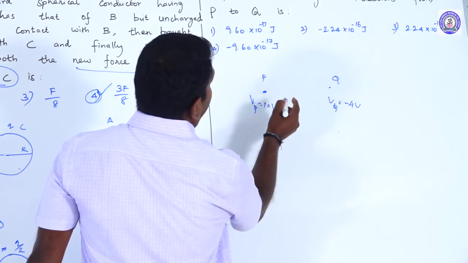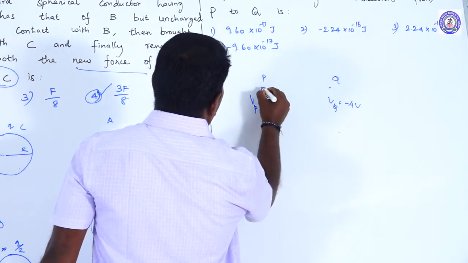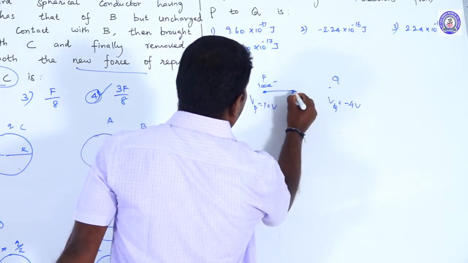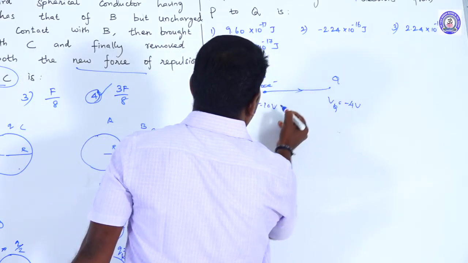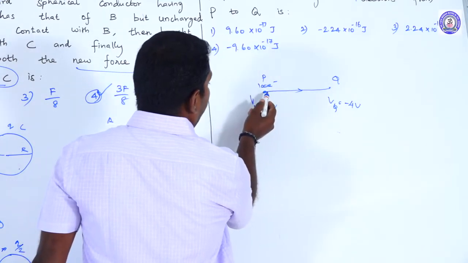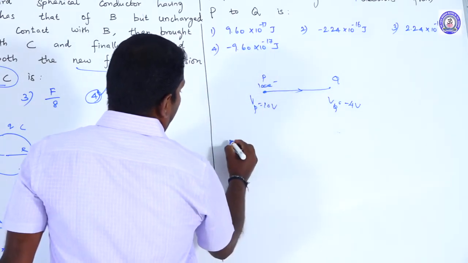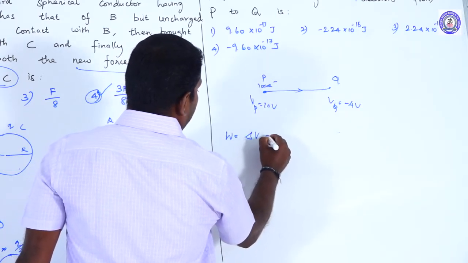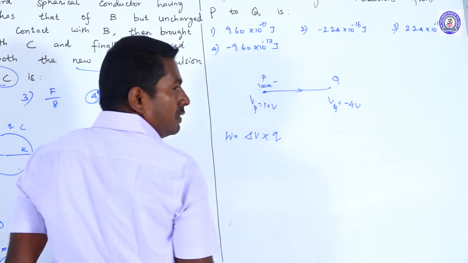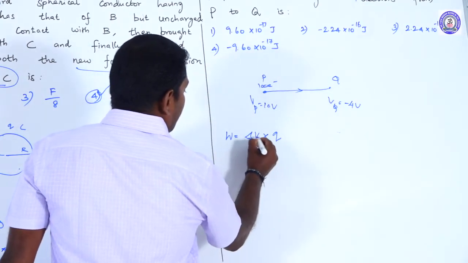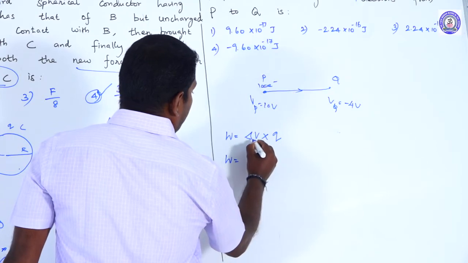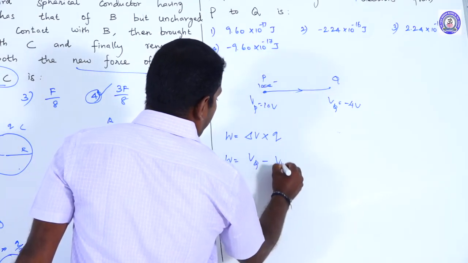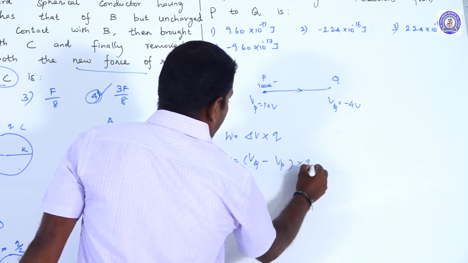So take 100 electrons moving from P to Q. Calculate the amount of work done in moving 100 electrons from P point to Q point. We know that the amount of work done in moving a charge, W, is equal to the potential difference multiplied with the moving charge. W is equal to the change in potential, final potential VQ minus initial potential VP, into moving charge Q.